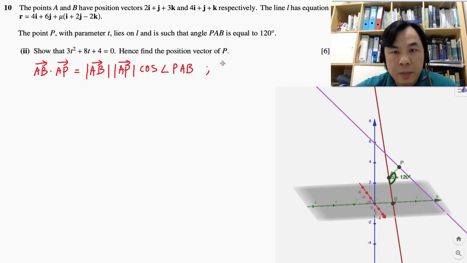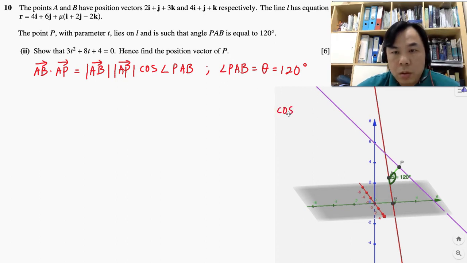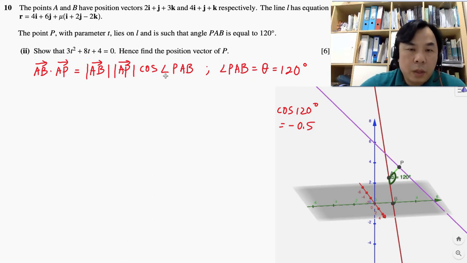Now, let me label the angle of PAB as theta for ease of analysis. We're going to make use of this scalar product formula to work out the angle of PAB equal to 120. So in this case, the angle theta is actually equal to 120 degrees. And we also notice that cos 120 degrees is basically negative 0.5. So therefore we can actually work this out.